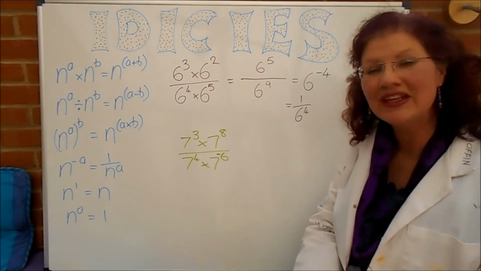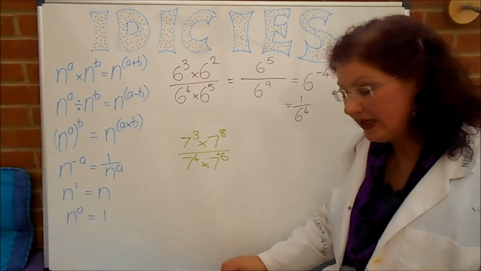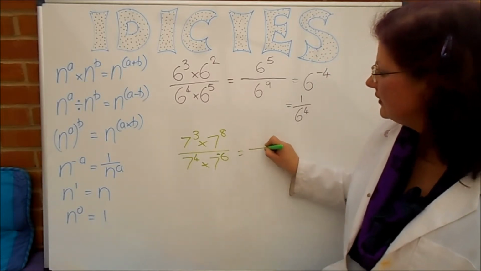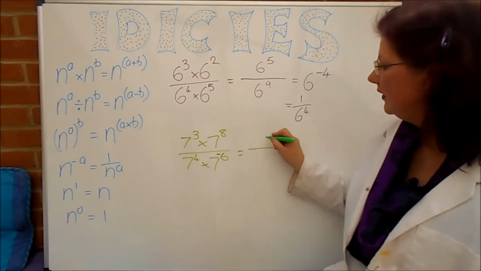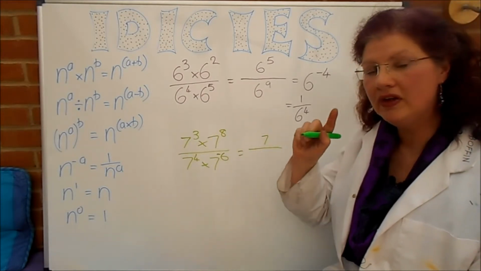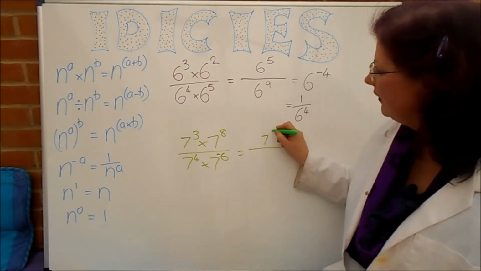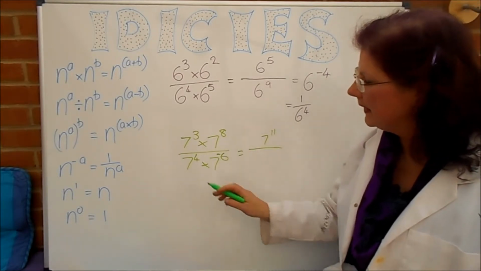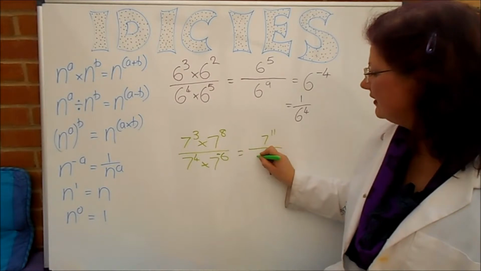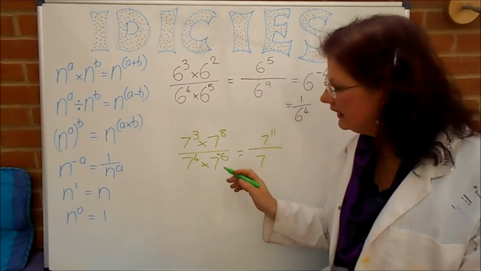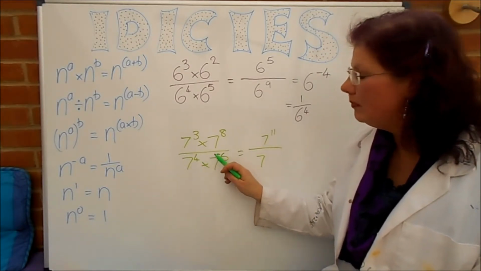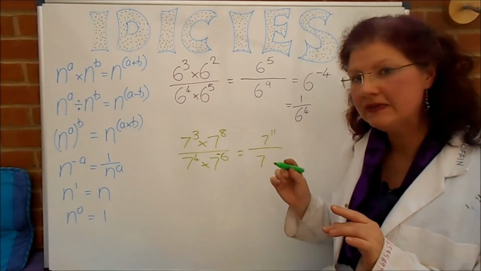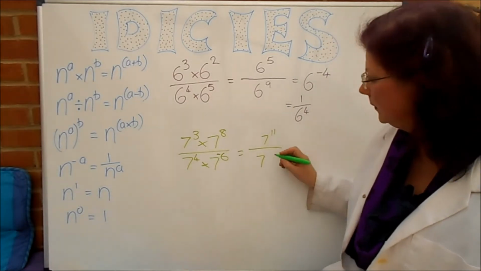Okay, so that's the first one. Now for the green one, very similar. That is going to simplify on the top to 7 to the power of 3 plus 8. 3 plus 8 is 11. 7 to the power of 11. You don't have to know what that is. It's a huge number. And down here, again, 7 to the power of, now watch the negative number here. 4 plus negative 6. 4 plus negative 6 is negative 2.